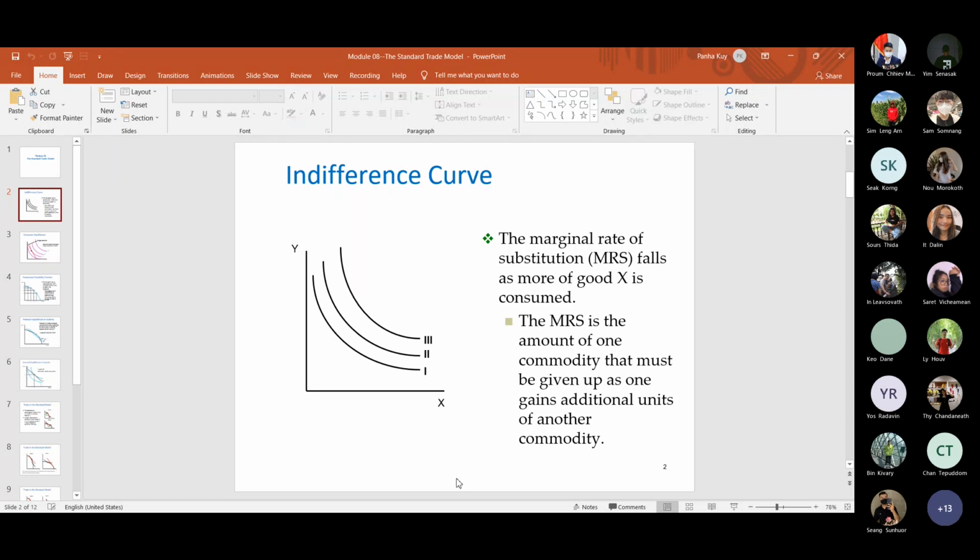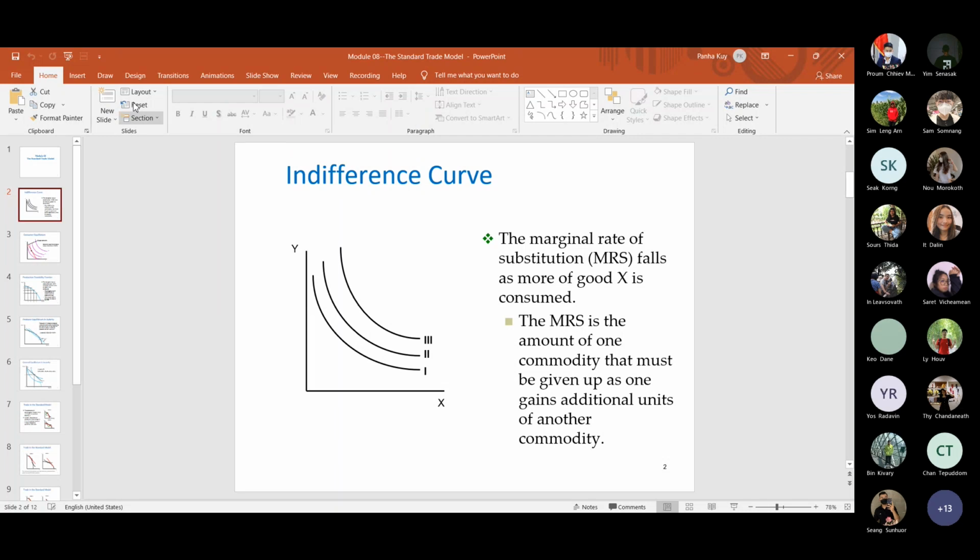So we start with this, the marginal rate of substitution. Marginal rate of substitution, MRS, as more of a good is consumed. I think you already see this. The marginal rate of substitution is the amount of one commodity that must be given up to gain an additional unit of another commodity.